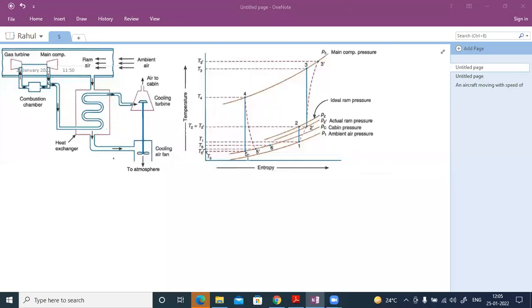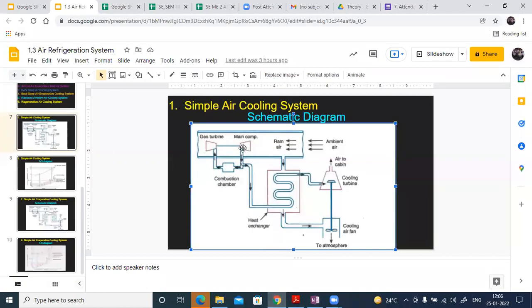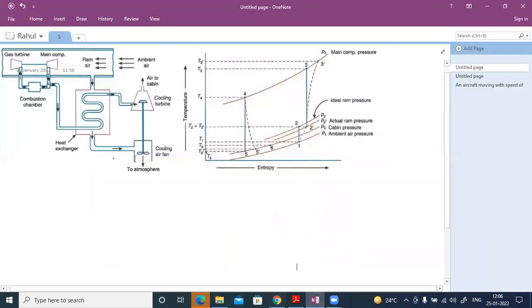Okay, so let us start today's session. In the last session, we have seen this simple air cooling system. We have also seen the PV and TS diagram. Now our purpose is to analyze this system. We were supposed to perform the analysis of this particular system.